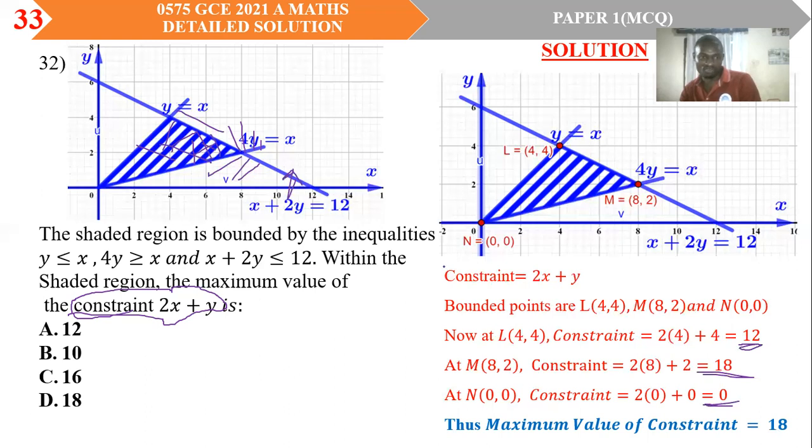But the question was, within the shaded region, the maximum value of the constraint. Looking at all these three values of the constraint, we see that the maximum, which is the highest value, is 18. Therefore, our answer is Z.